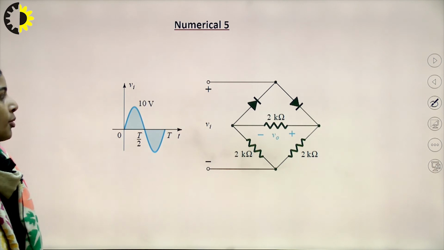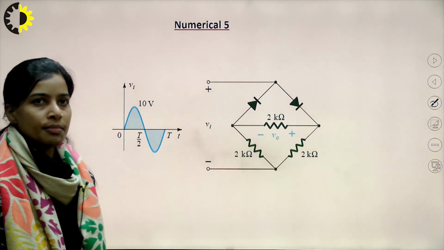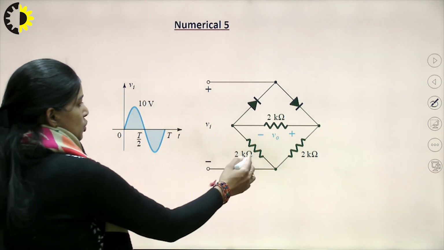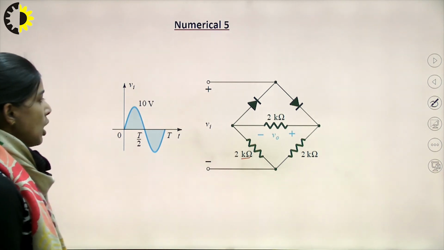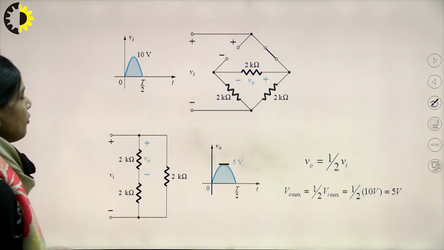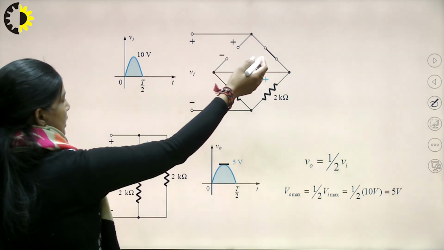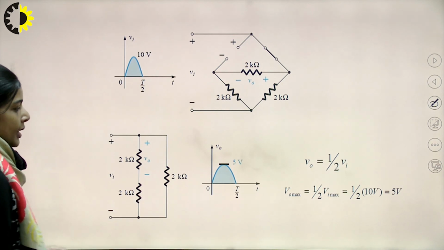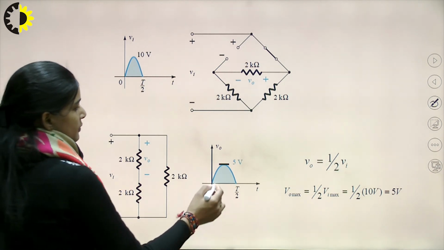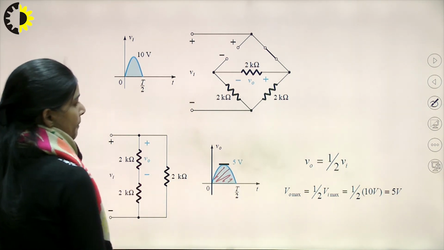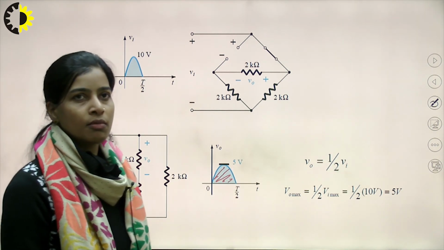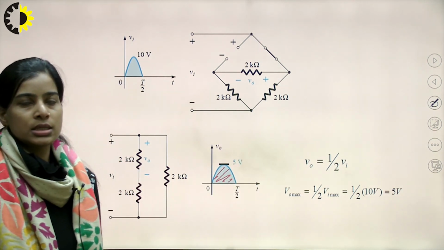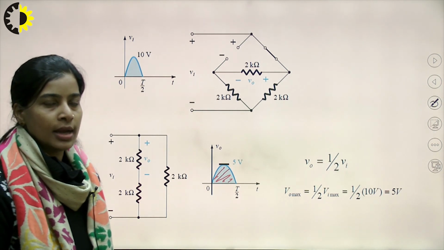This is the numerical problem based upon the full wave bridge rectifier. Here 2 diodes are there and 2K resistances. How can we plot its output waveform? For the positive cycle this will be open circuited, this will be short circuited, and these two resistances have been simplified and connected like this. So, for the positive cycle we get this pulse of 5 volts. That will appear across this load resistance in this full wave bridge rectifier.